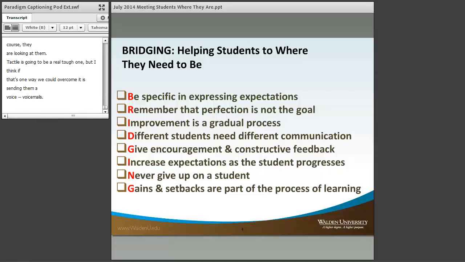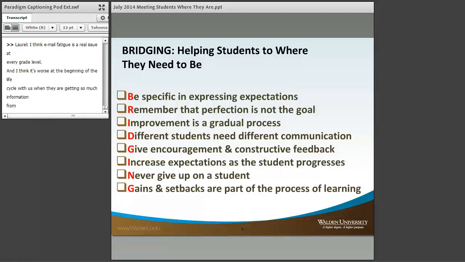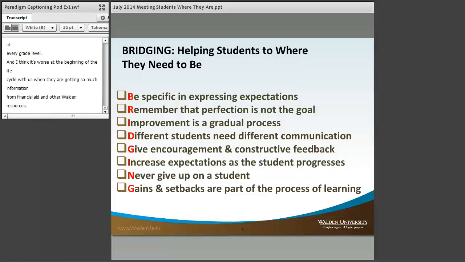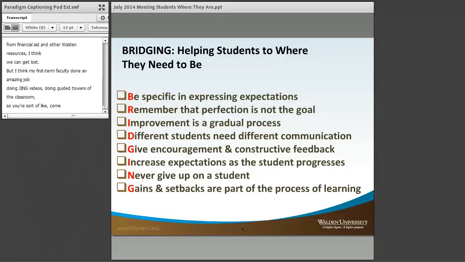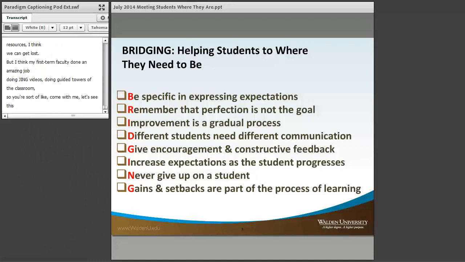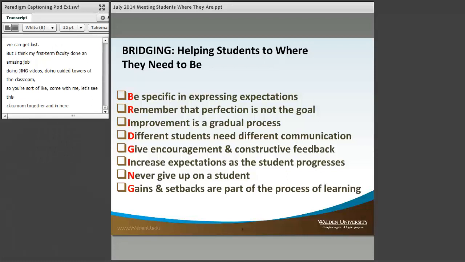I think email fatigue is a real issue at every grade level, and I think it's almost the worst at the beginning of a student's life cycle with us, when they're getting so much information from financial aid and other Walden resources. I think we can get lost, but my first-term faculty have done a really amazing job doing a lot of Jing videos, guided tours of the classroom. So you're sort of like, come with me, let's see this classroom together. In here, we have our academic writing expectations. Don't be afraid to click on this button.